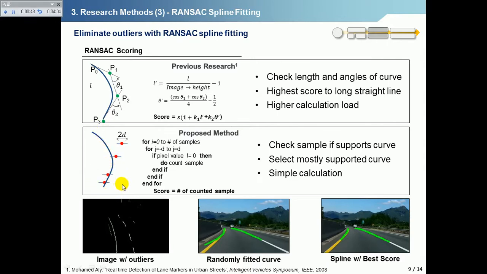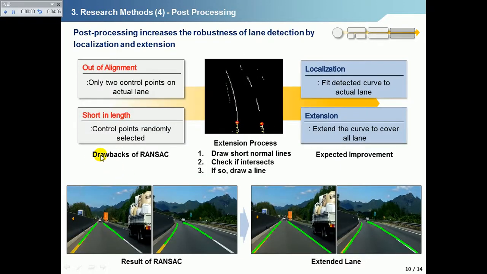RANSAC also has a drawback. Since it fits a curve from randomly selected samples, it oftentimes does not cover the whole lane. Therefore, we perform post-processing. We draw a normal line from the bottom end of the curve to the bottom of the image, and we connect the line if the normal line intersects with lane information in the binary image. And now we have a robustly fitted curve on the image.